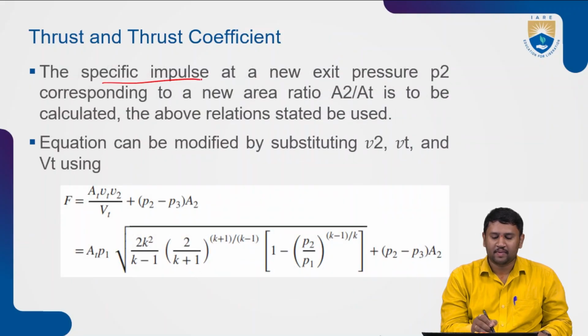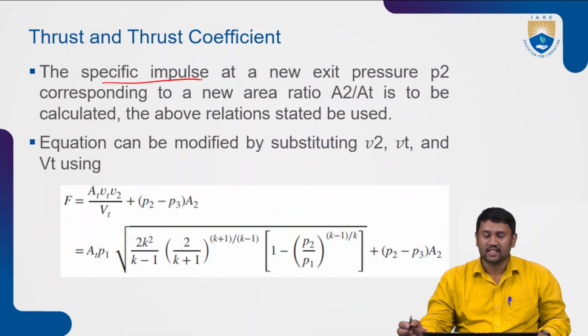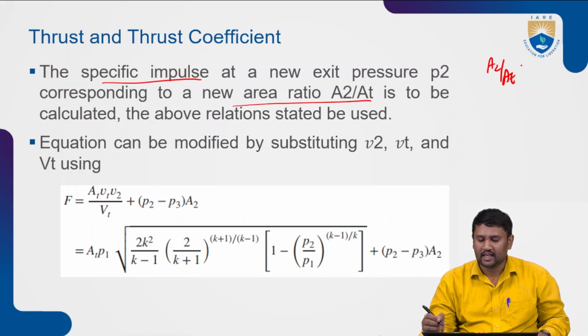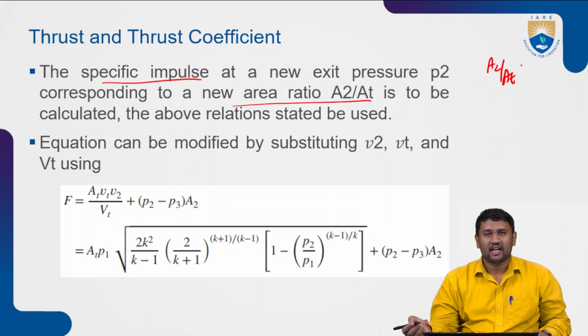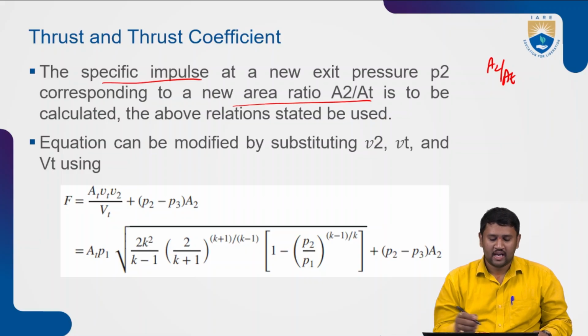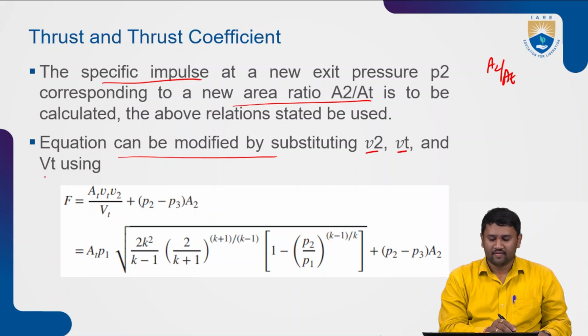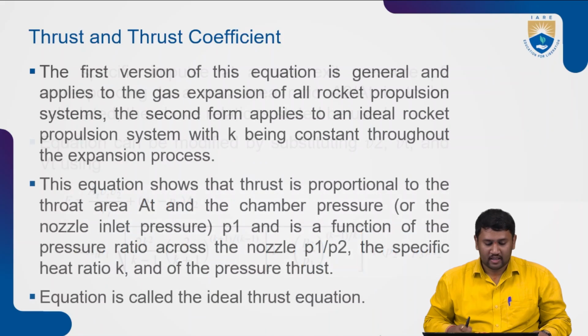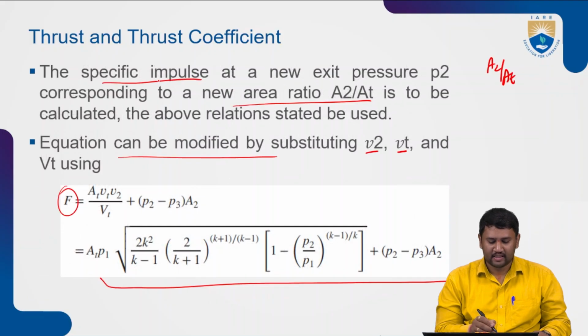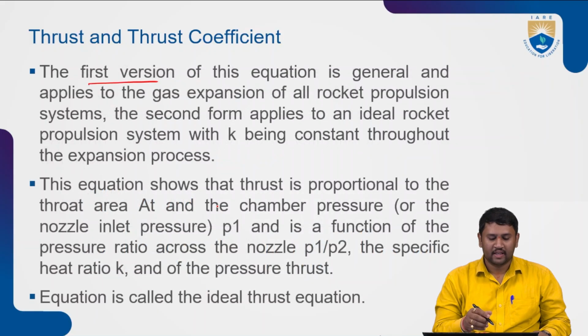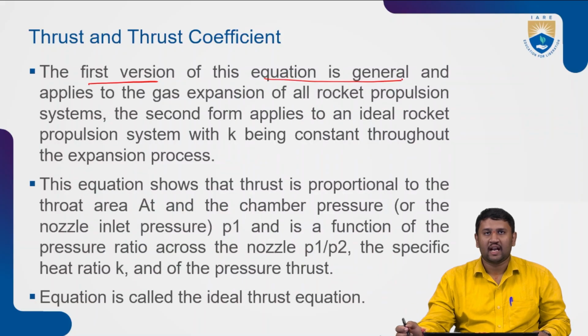Now, the specific impulse at a new exit pressure, that is P2, corresponding to the new area ratio, that is A2 by AT, the area of the throat, is to be calculated, and the relations that we have discussed are to be used. The equation can be modified by substituting V2 and Vt using the earlier values, in order to get this equation. Now, the first version, this equation, is general and applies to the gas expansion of all rocket propulsion systems.